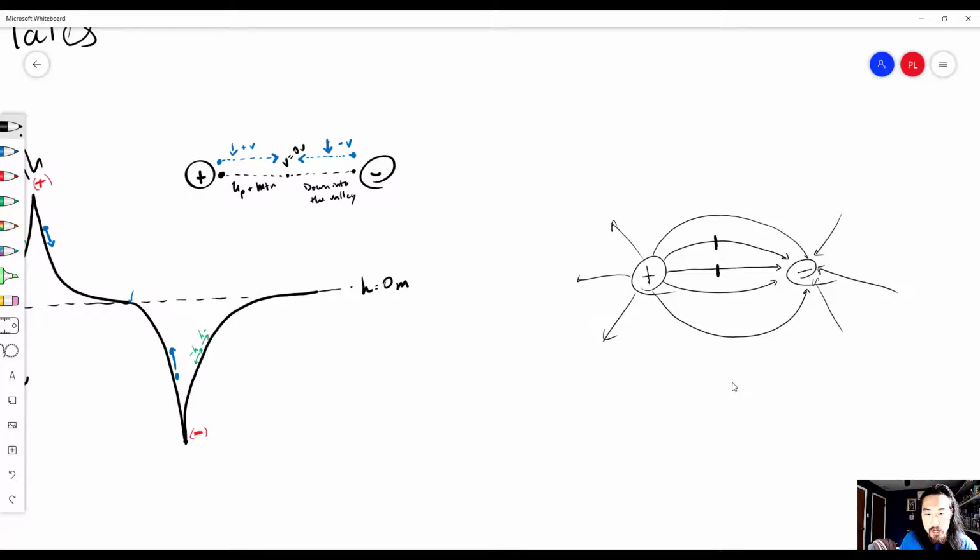Perpendicular to the line, 0. Perpendicular to the line, 0. So that's all my 0 volts.